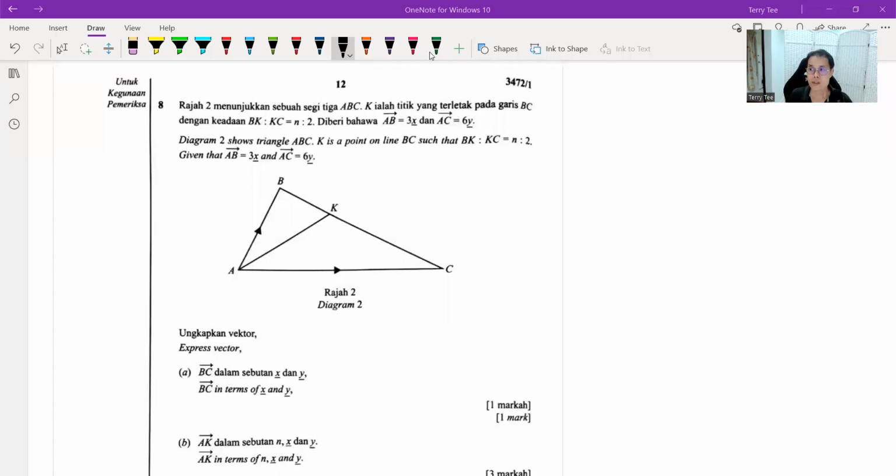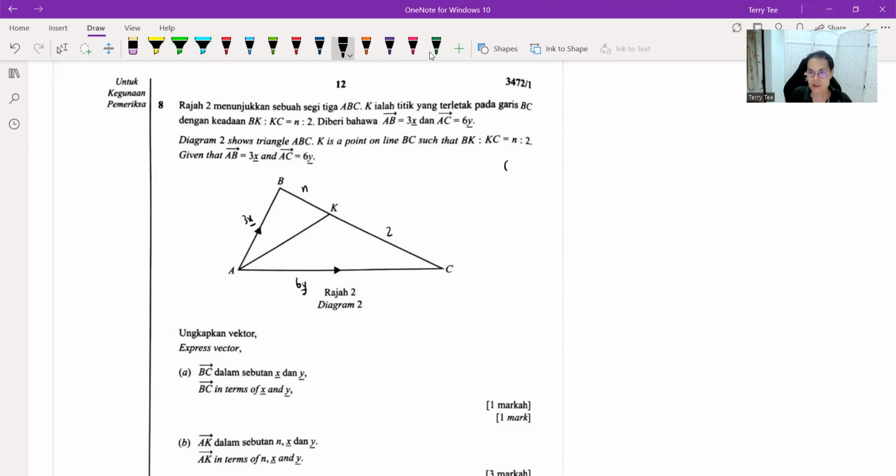Okay, the next question is from the chapter vectors. So here we have a triangle ABC. K is a point on line BC such that the ratio BK to KC is n to 2. Your vector AB is 3x. Your vector AC is 6y. You're supposed to find BC in terms of x and y.